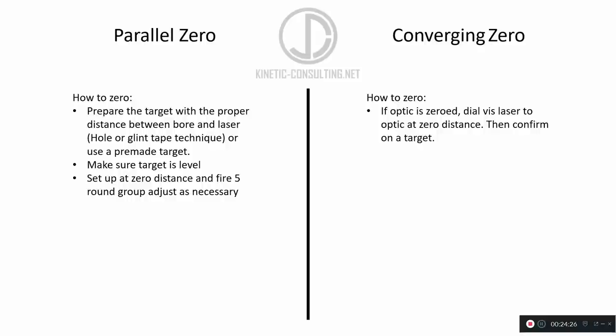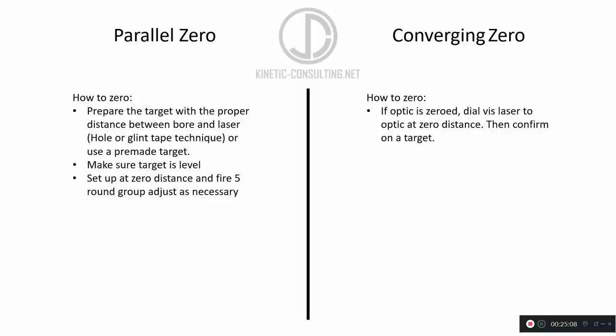Then you would make sure your target's level, because you don't want it to be unleveled. If it is slightly canted in some way, then your zero is not going to be parallel zeroed. You're just going to have a weird offset, all right? If you don't level your target and level yourself when you're in the prone, then you may have some issues with your zero as well. So keep that in mind in the grand scheme of things when it comes to accuracy at distance with a parallel zero, which is the reason we usually get a parallel zero: because we want more accuracy at distance.